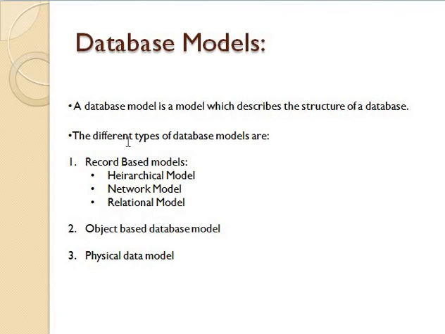So these were all the three different types of data models that I have already explained. The first one is a record-based model which consists of three parts, that is the hierarchical model, network model, and the relational model. The second one was the object-based database model, and the third one is the physical data model.